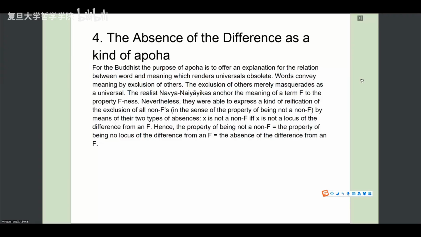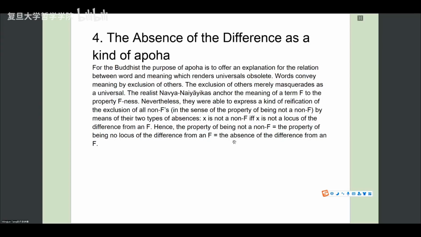And how can we express this by means of these 2 absences? First of all, we can say X is not a non-F if and only if X is not a locus of the difference from an F. I think this equivalence is quite evident. X is not a non-F if and only if X is not a locus of the difference from an F. Hence, the property of being not a non-F should be the property of being no locus of the difference from an F.